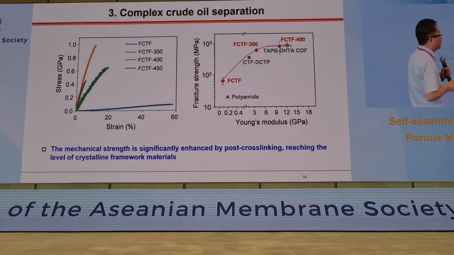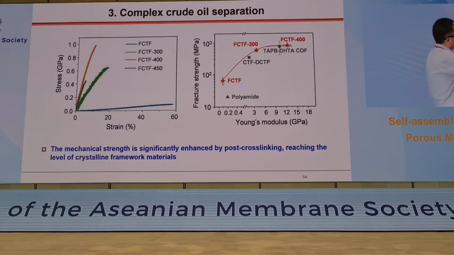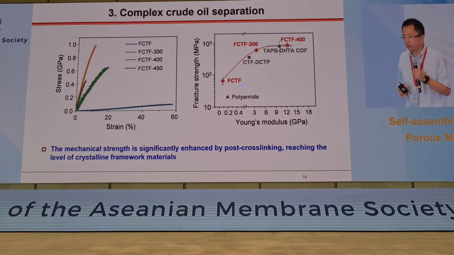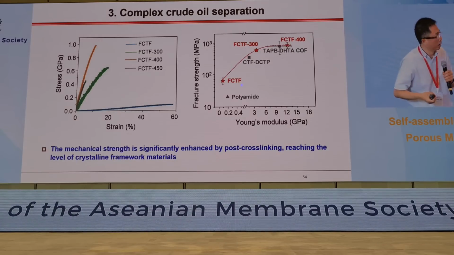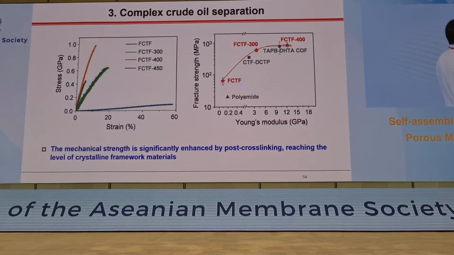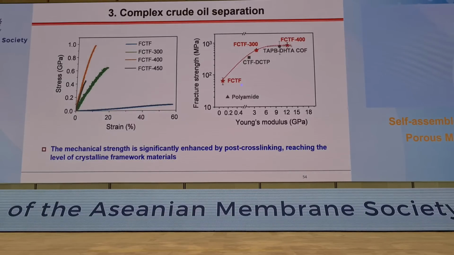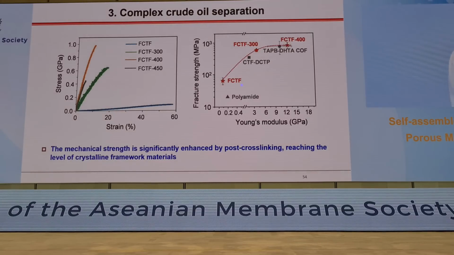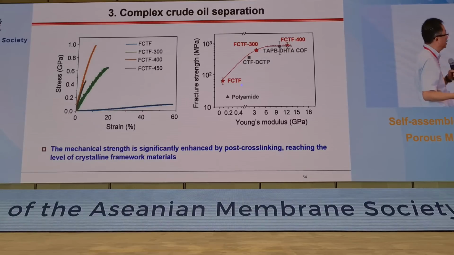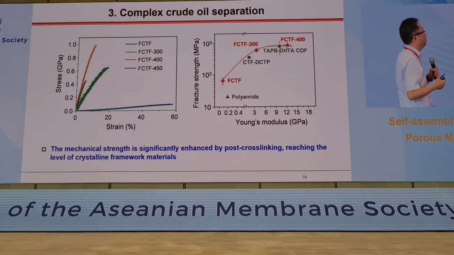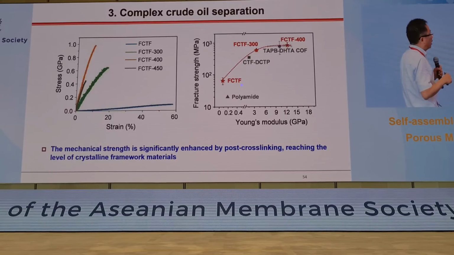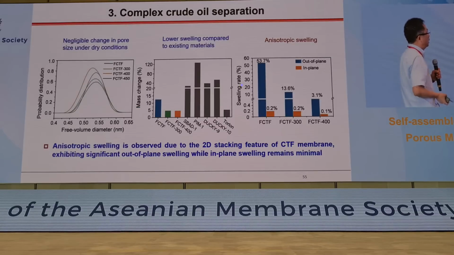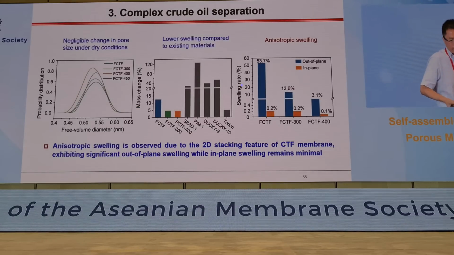To be specific, the membrane cross-linked at 400 degrees C, you see the mechanical strength is very similar to common pristine membranes. If we further increase the cross-link temperature to 450, we found that the mechanical strength will be decreased. This is also easily understood because the high temperature will cause damage to the conjugated framework. Another very important phenomenon that is found.